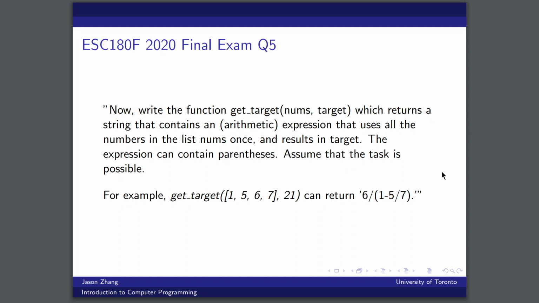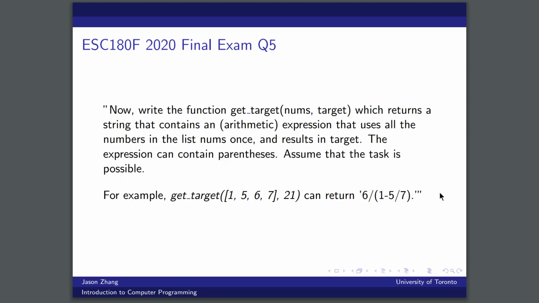Now we need to write a function getTarget, which again takes in 2 inputs, nums and target, and it should return a string that contains an arithmetic expression that uses all the numbers in the list nums once and results in target. But this time we can use an expression that contains parentheses. It's also important to note that there's no limitation to how many numbers are in the list nums. So in the example given, if we use getTarget on the input 1567 and we want a target of 21, it could return 6 divided by 1 minus 5 over 7, all in parentheses.